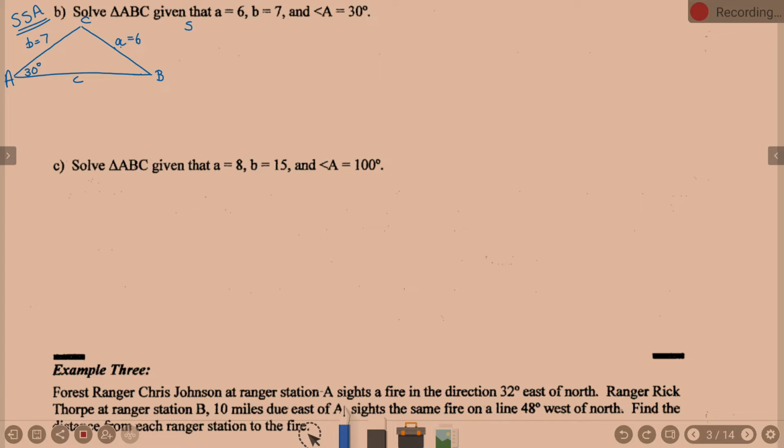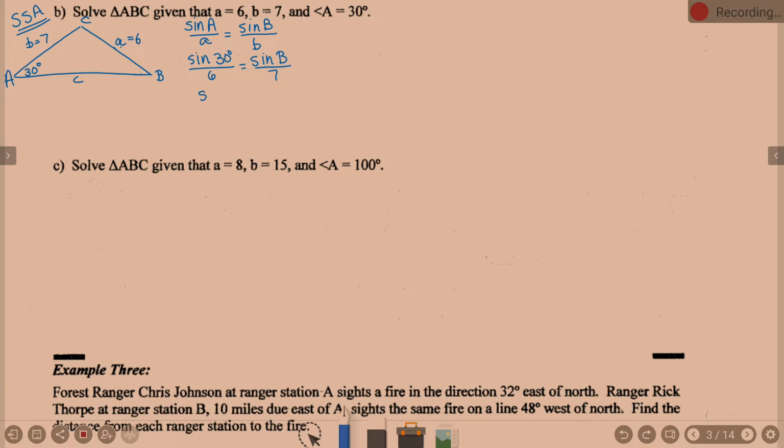So I'm going to set this up as sine of A over A is equal to sine of B over B. So what do we have here? Sine of 30 over 6 is equal to sine of B over 7. My recommendation is to cross multiply. Can you cross multiply and divide all at once? Are we that fancy? I'm not feeling it today. So 6 times sine B is going to be equal to 7 times sine 30.